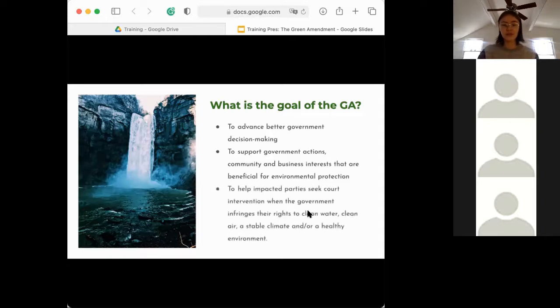And then third, basically we want to help impacted parties seek court intervention when the government infringes on their basic environmental rights. Basically, what this boils down to is we want the Green Amendment as a tool in court cases. In court, you can't cite basic common sense necessarily. Everything in court is based on the law and is based on the Constitution. So by putting this into our Bill of Rights, it solves that problem that Margaret mentioned, that communities don't have the legal tools they need to protect themselves, by giving them what they need.